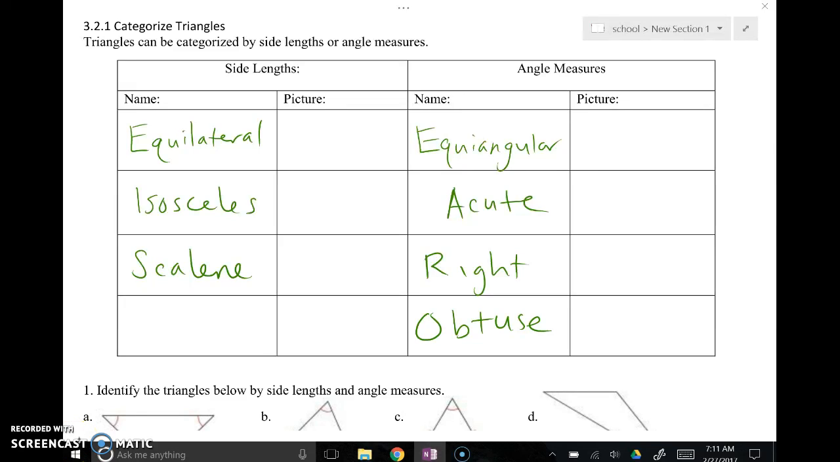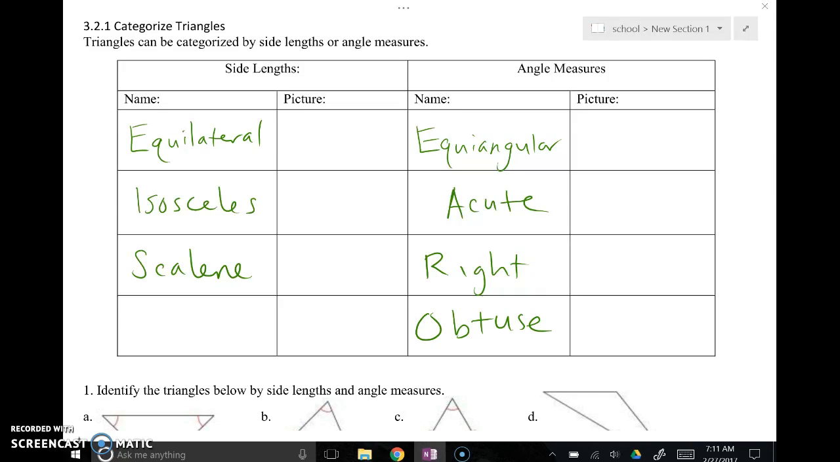Okay, this is going to be a video on categorizing triangles. It's the first of our current chapter on triangles. So first we're just going to talk about categorizing triangles with regards to their side lengths and then with regards to their angle measures. Alright, so the first of our categories would be an equilateral triangle.